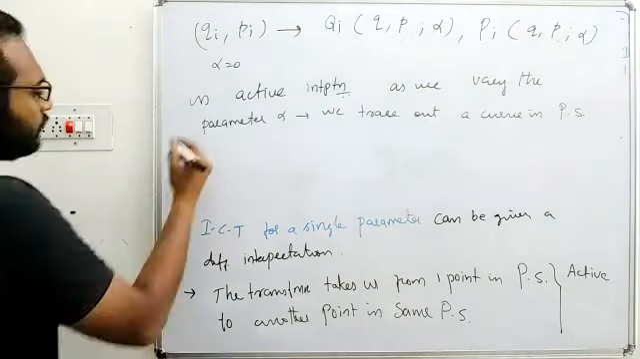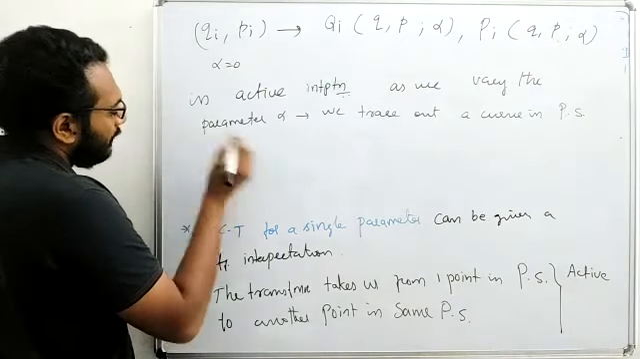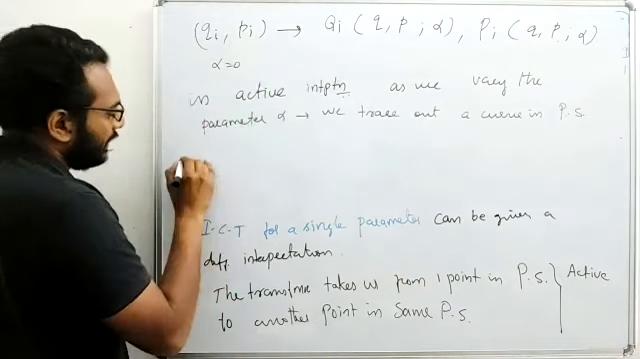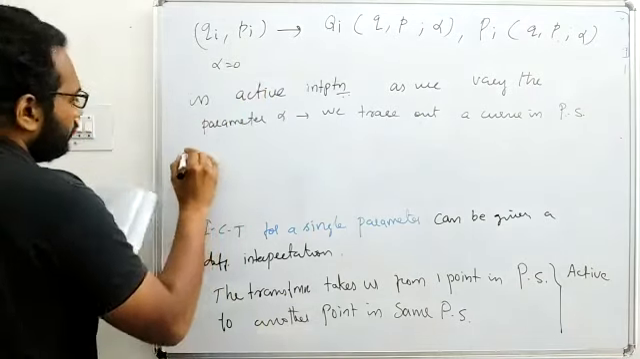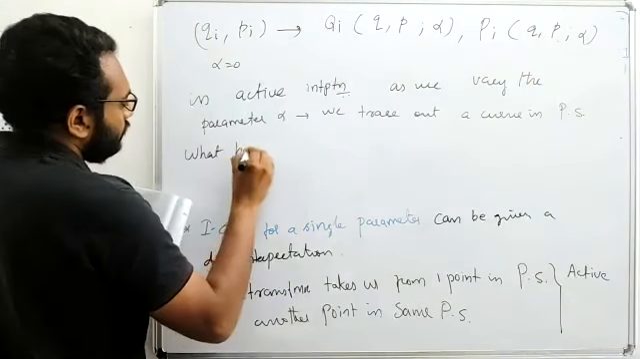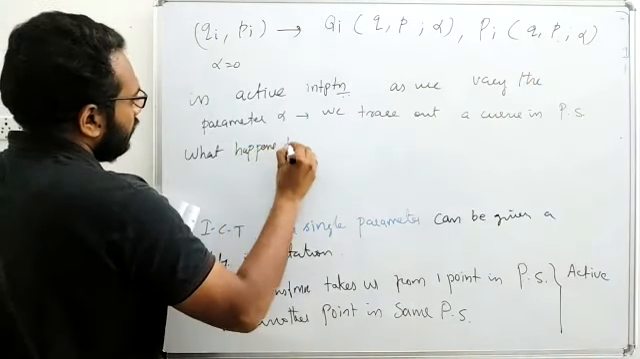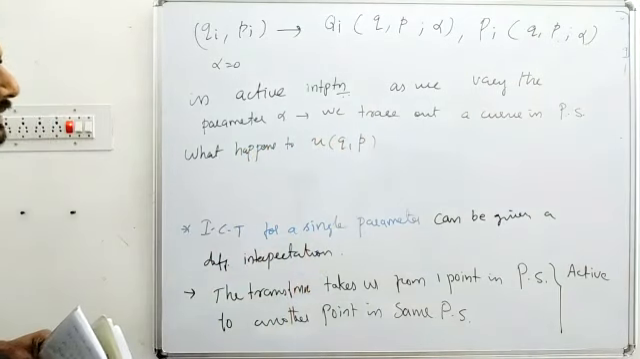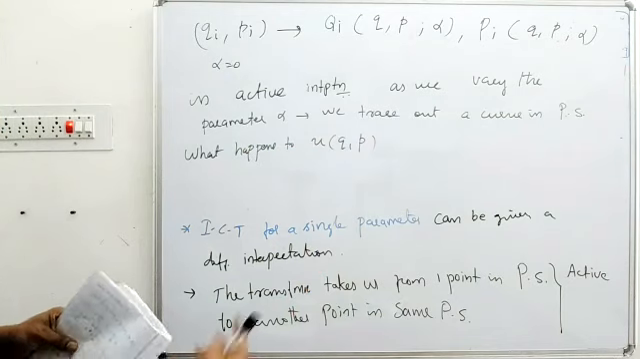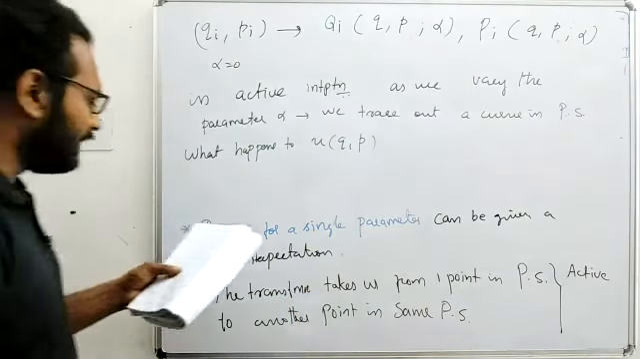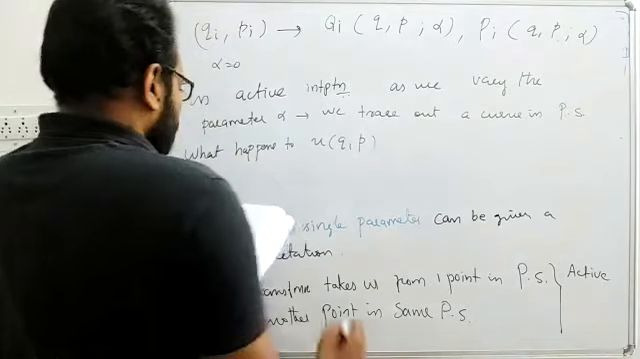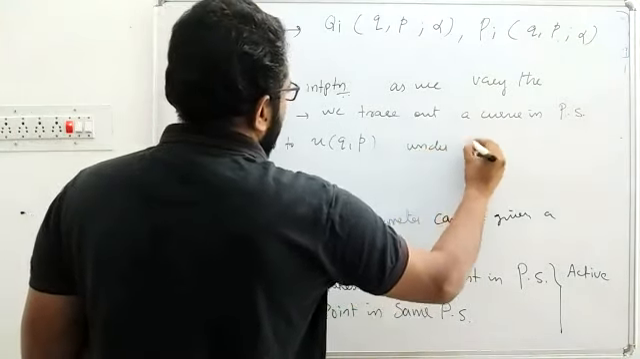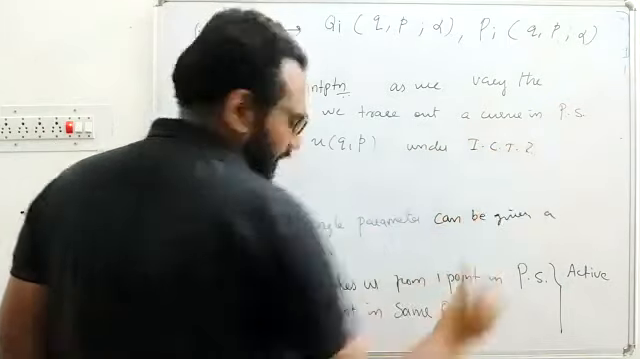Now, what happens to a general function of the phase space variables under active transformation? What happens to some function u of q comma p? Let's not say that there is a time dependence, just to make it simple. With time dependence, we can have the discussion, but we don't need such details. So u of q comma p under an infinitesimal canonical transformation. So we can look at this.